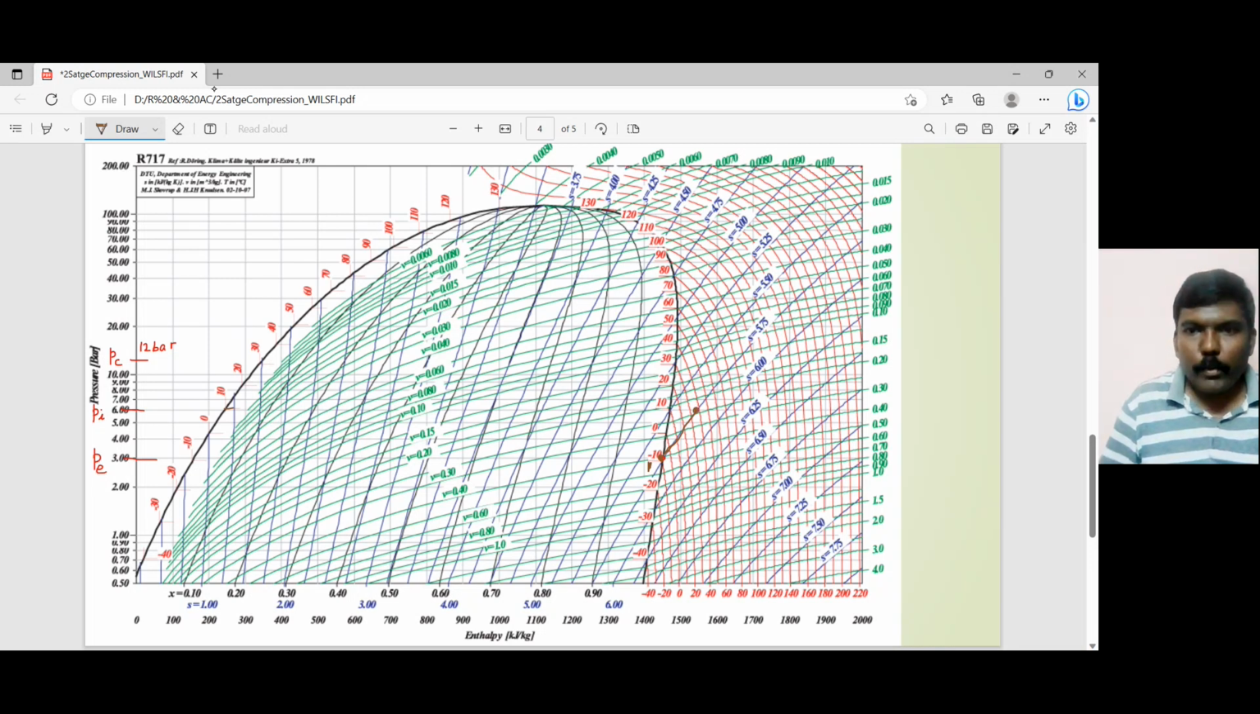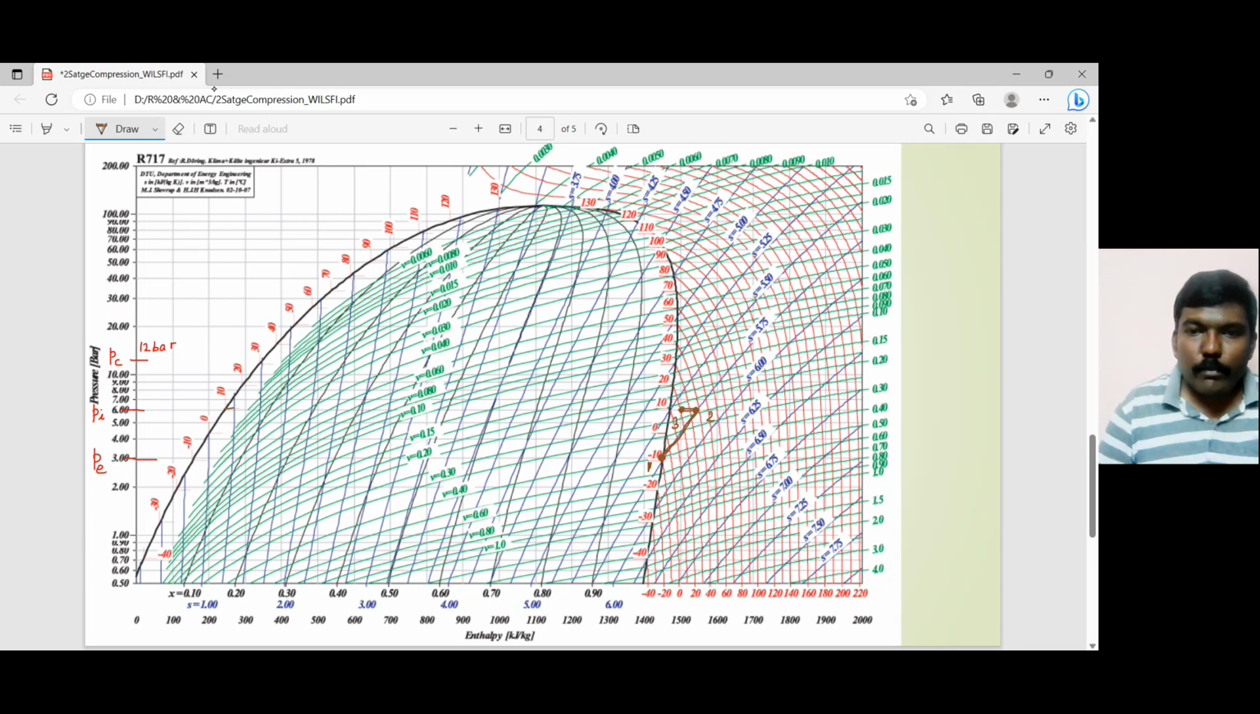So this is my point number 2. According to the statement of the problem, I had to go to the 20-degree line. So this is my 20-degree centigrade line, that is my water intercooling. I should draw a horizontal line from 2 till it reaches the 20-degree centigrade line. So that is my point number 3.